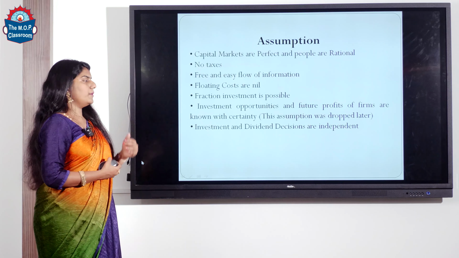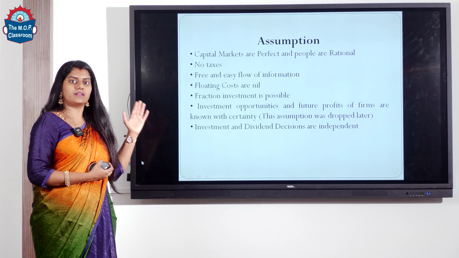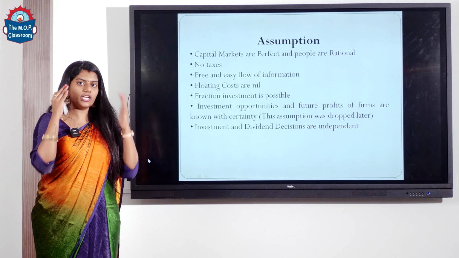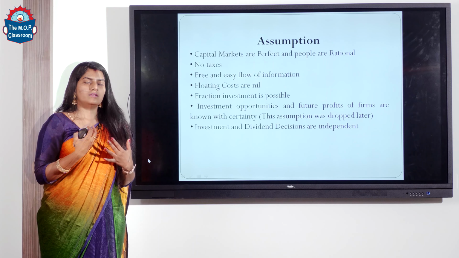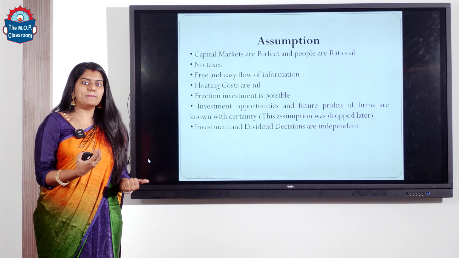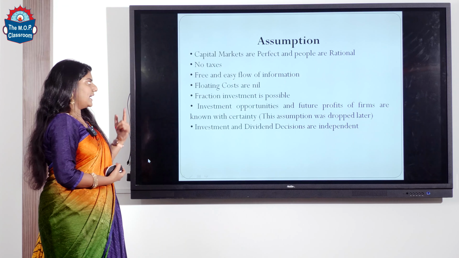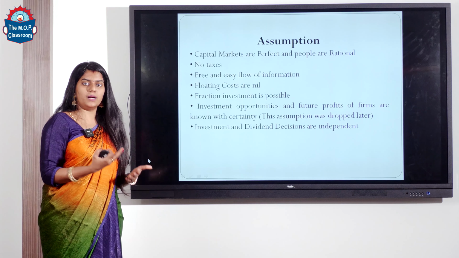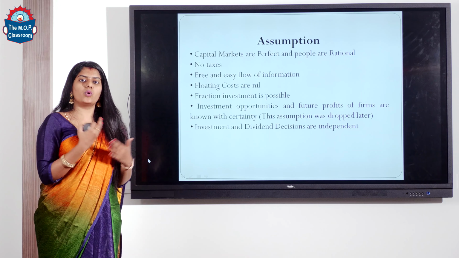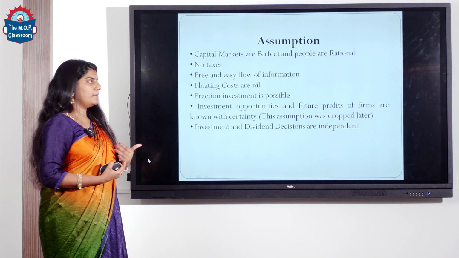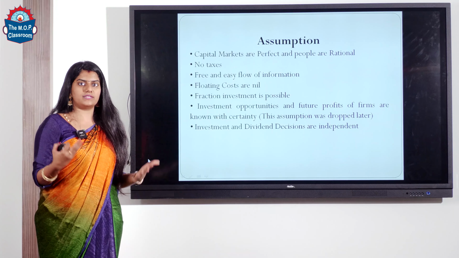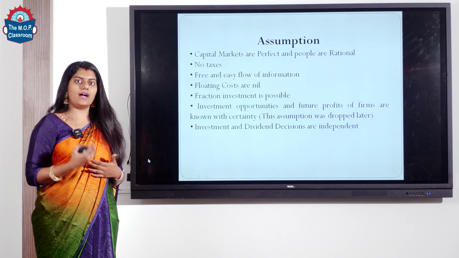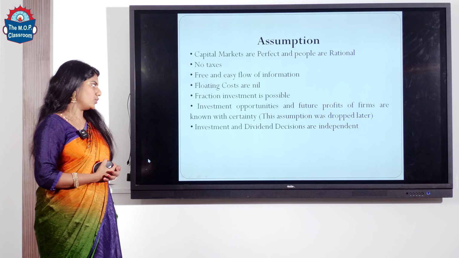So the assumptions of the M.M. model are: the capital market structure is being followed and the people are completely rational. That is, they think only from their senses and there is no emotional or impulsive investment that they make. Second, there are no taxes. The third assumption is that there is free flow of information, which means every shareholder knows about the market. The next one is that there is no flotation cost, that is, there is no cost of issuing new shares, because we obviously have a lot of cost involved when there is an issue of share.